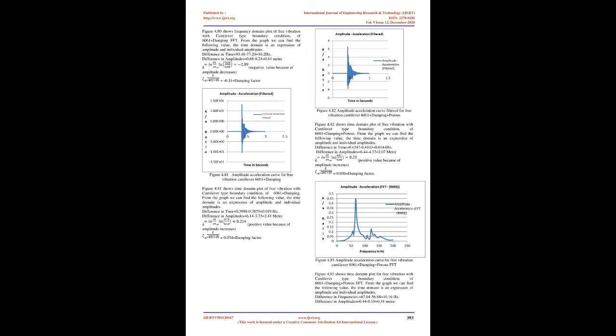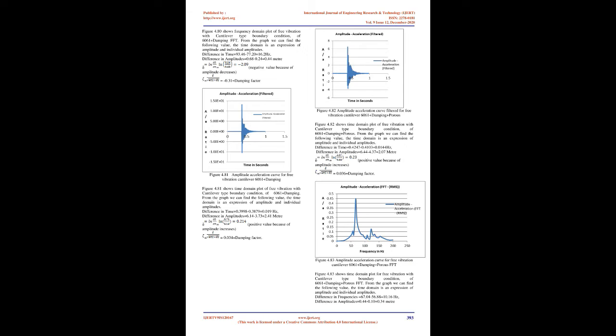Figure 4.83 shows time domain plot for free vibration with cantilever type boundary condition, of 6061 plus damping and porous FFT. From the graph we can find the following value. The time domain is an expression of amplitude and individual amplitudes. Difference in frequencies equals 67.04-56.88 equals 10.16 Hz. Difference in amplitudes equals 0.44-0.10 equals 0.34 meter. D equals negative value because of amplitude decreases.